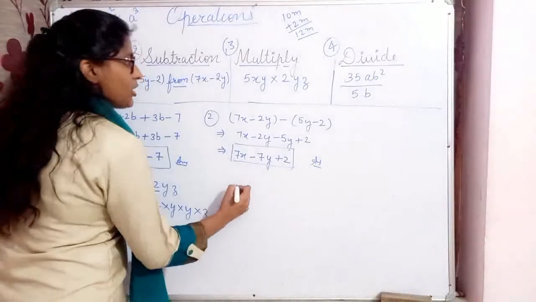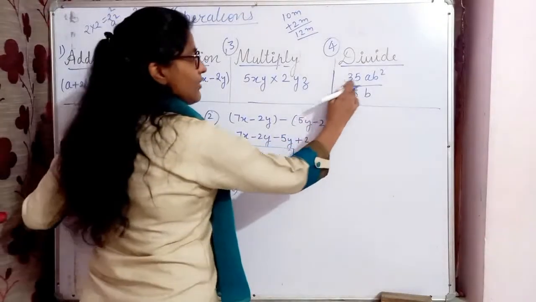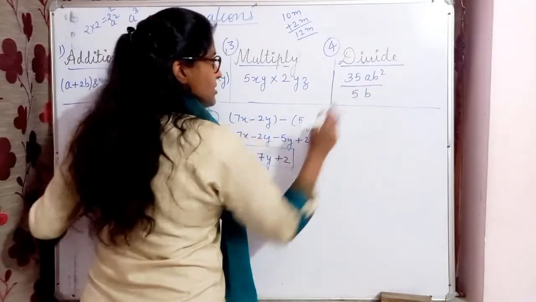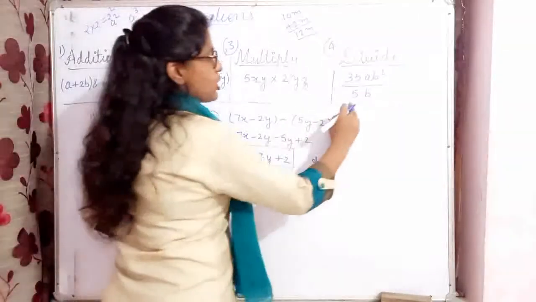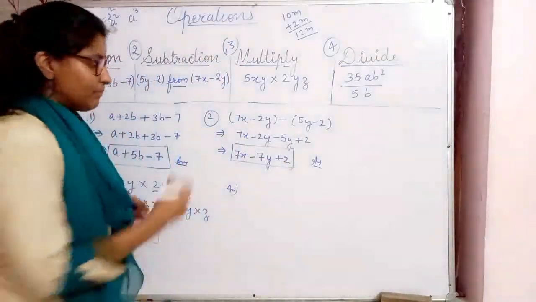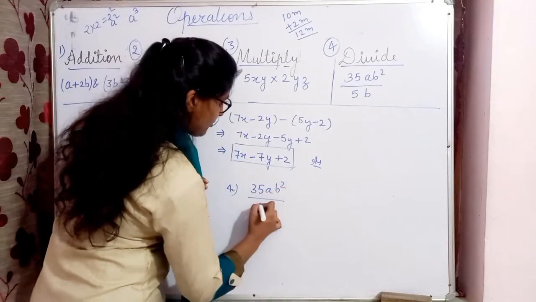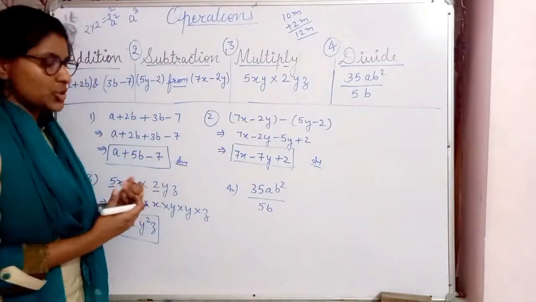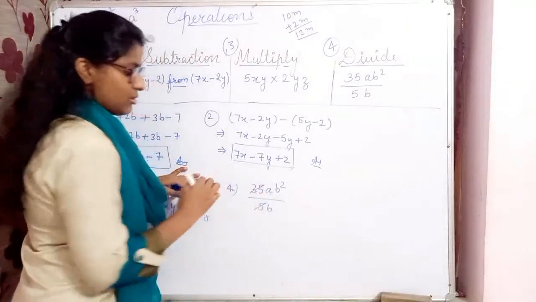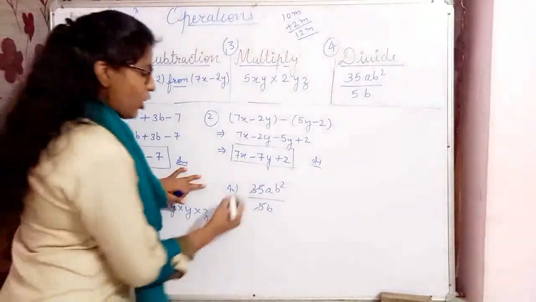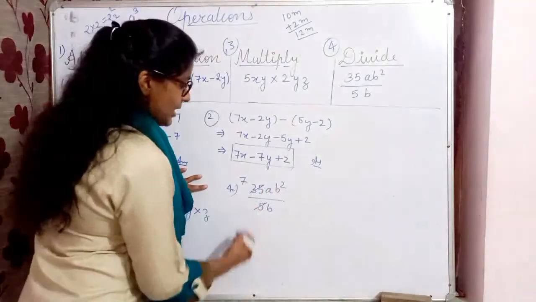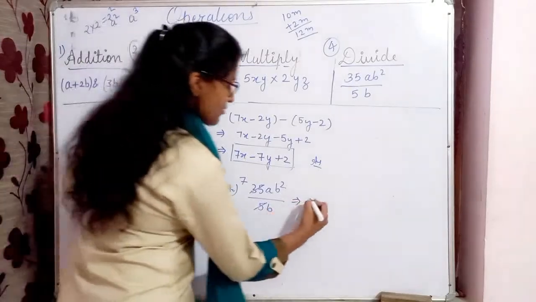Now question number 4 is here, you can see divide. 35ab square divide by, yes, you can write divide by in this formation also, divide by 5b. Okay, now 35ab square divided by 5b. Simple division concept we are using. 35 can be cut by 5. How much times? 7 times. And now see here, this is what? 7a.